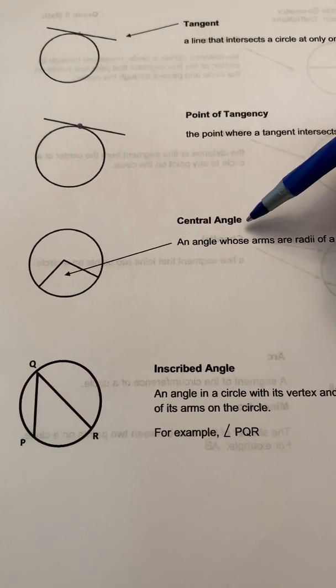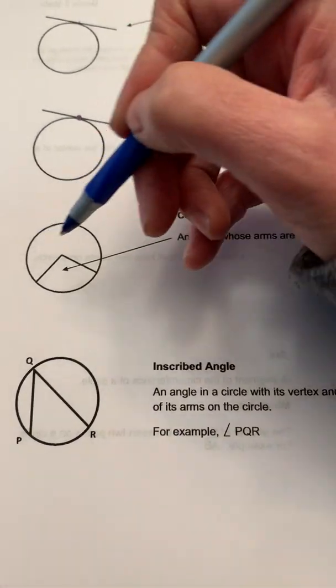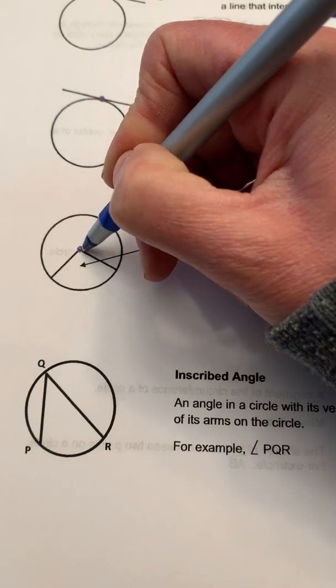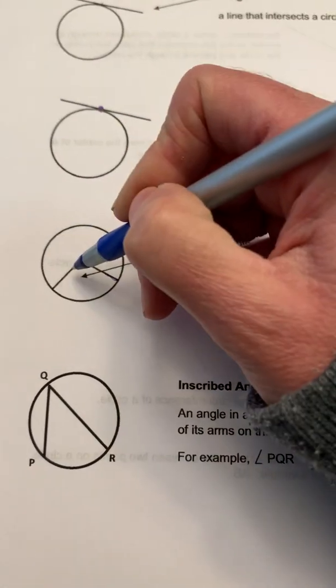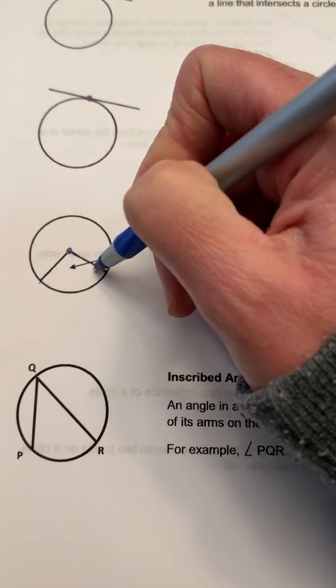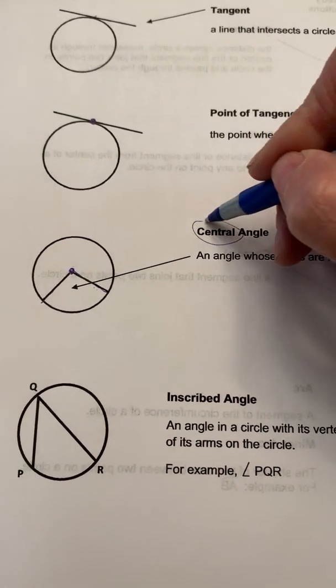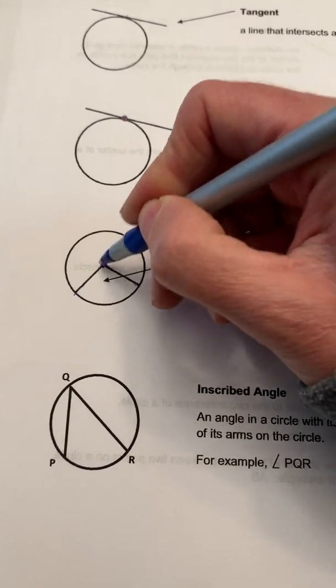So a central angle is an angle whose arms are the radii, which is just the plural of radius, of a circle. So here's the center of the circle. I drew one radius there. I drew another radius here, and what I create is something we call a central angle. And the way that I always remember that is central is like center, and this one starts at the center of the circle.